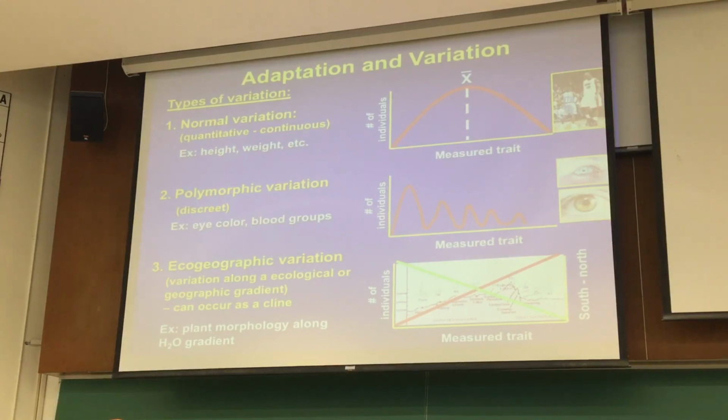Plant morphology would be a nice example. This is what this little diagram here is showing. Basically, when plants have a lot of water, they're real tall, and as the water supply gets smaller and smaller, the plants get smaller and tinier and tinier.